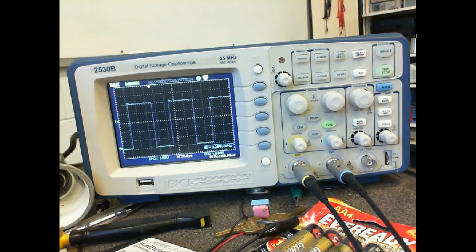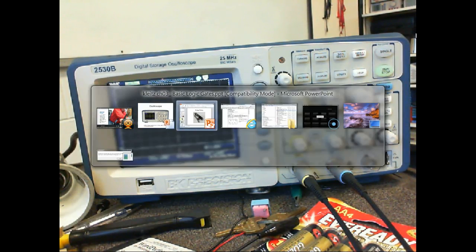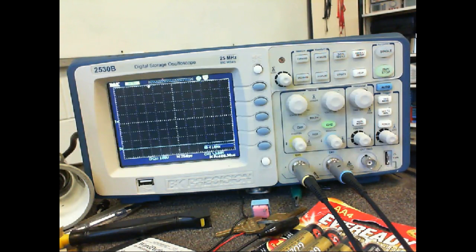So what does that mean? Well, that means we got another piece of test equipment. And we called it a logic analyzer. This is our logic analyzer. You can look at up to 32 things at the same time.